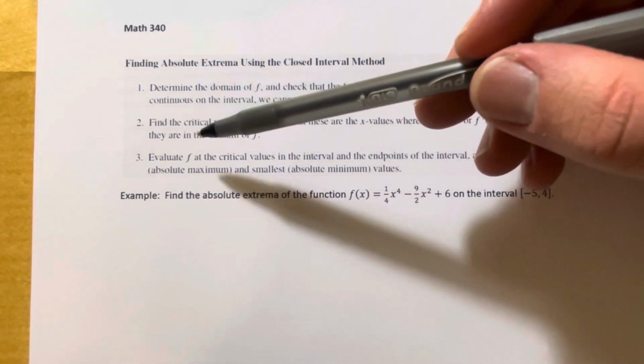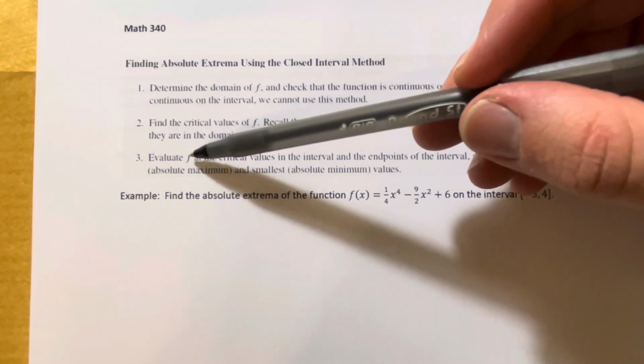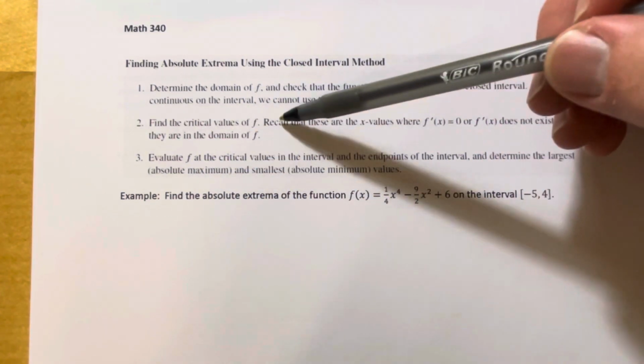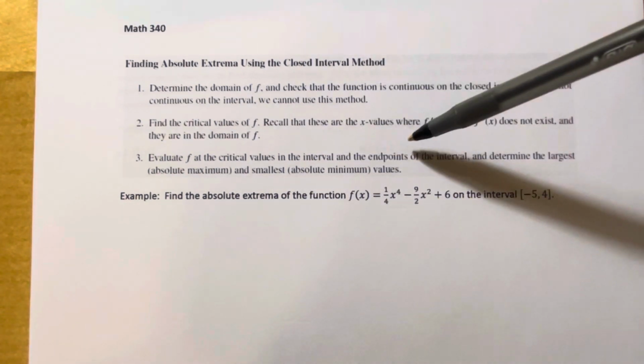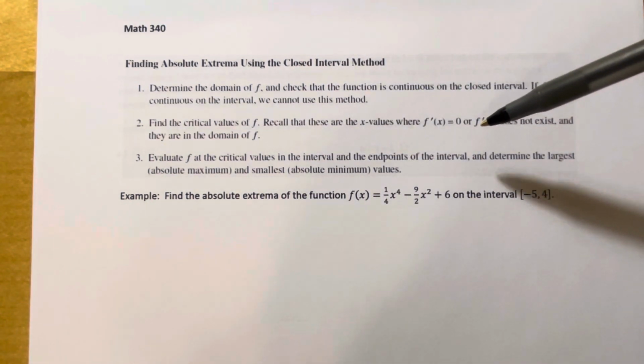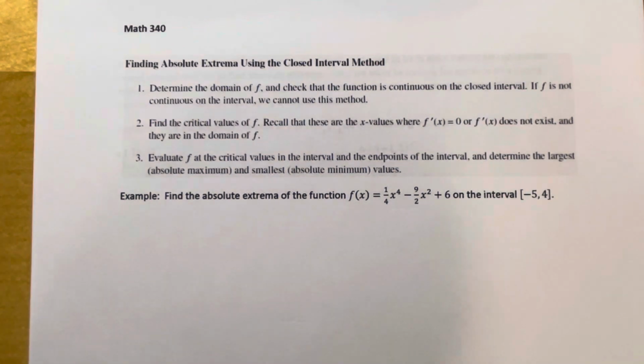Then we evaluate the function, the original function, not f prime, but we evaluate the original function f at all of the critical values you found in step 2. And then you also evaluate f at the endpoints of that interval. And what you're going to get, depending on how many critical values and how many, well, there's only ever 2 endpoints, but however many critical values you have, you're going to get a list of numbers out of that, a list of outputs of your function.